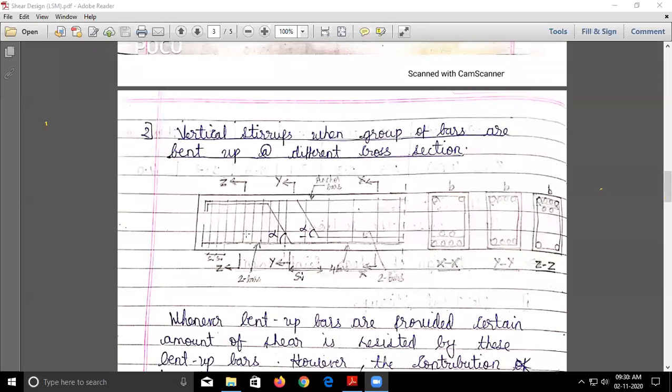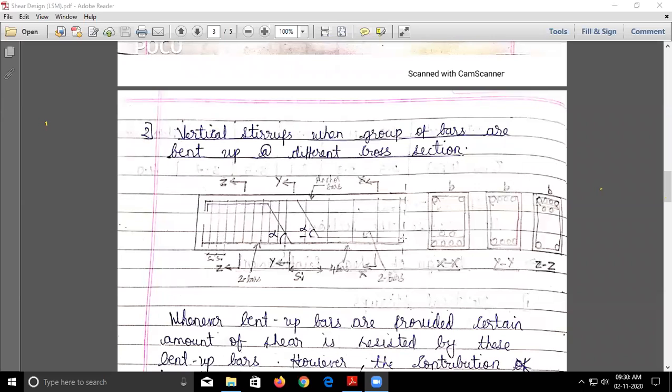So consider this section. This is the longitudinal profile, and I have cut three sections: this is X, this is Y, and this is Z. This is the main longitudinal reinforcement. Here these are four bars. Can you see, these are the four longitudinal bars, and I'm going from right to left.